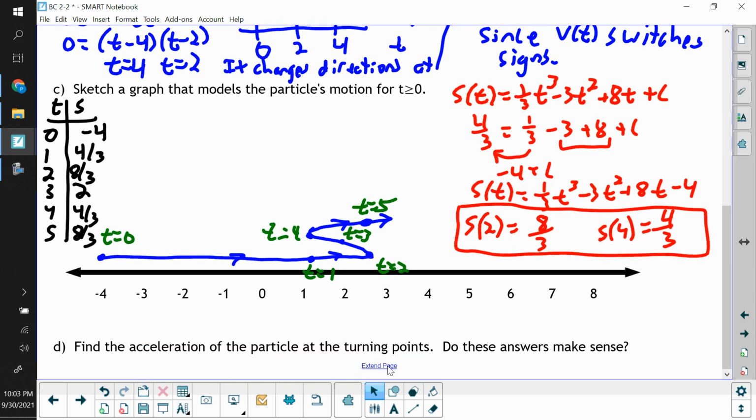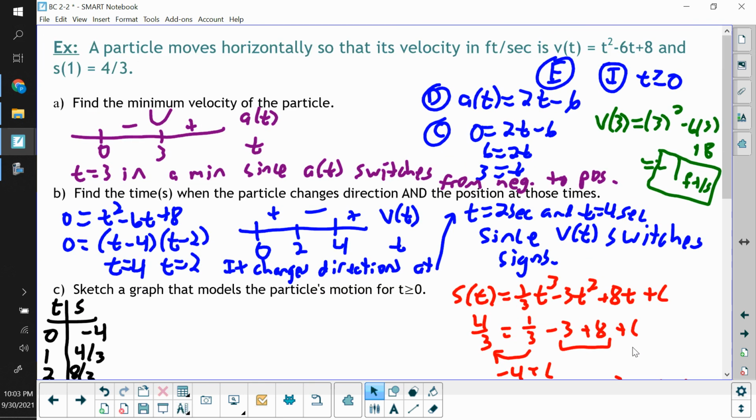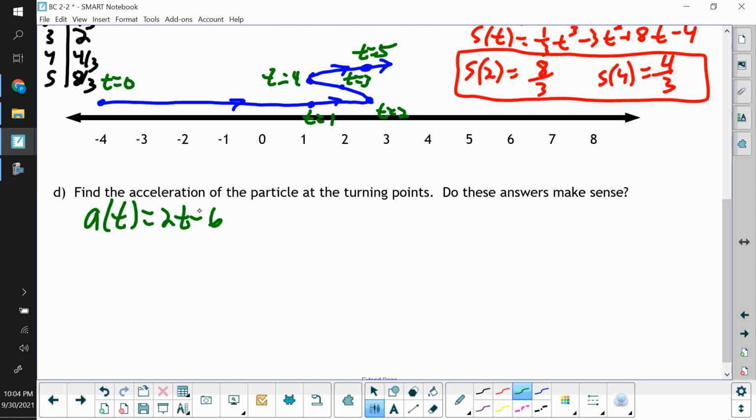So the last thing for today, we're going to find the acceleration of the particle at the turning points. Well, our acceleration function, remember we saw, was 2t minus 6. And our turning points were at t equals 2 and t equals 4, the second one.